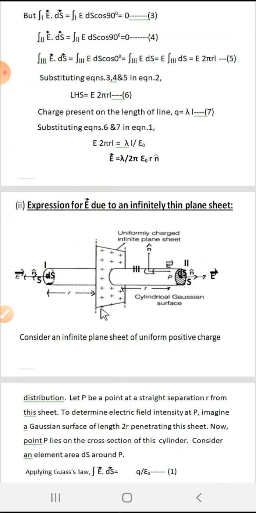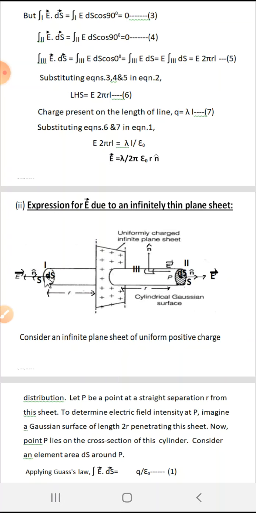To determine the field intensity due to this infinite sheet, consider a point P at a perpendicular distance r from this sheet. Same as the previous derivation, we have to imagine a Gaussian surface. Here we have a Gaussian cylinder of length 2r, r plus r, penetrating the sheet in such a way that half the length of the cylinder lies on the right side of the sheet and half lies on the left side, or behind the sheet. Our point P lies on the cross section. I took it as the second surface, the second cross section of this cylinder.